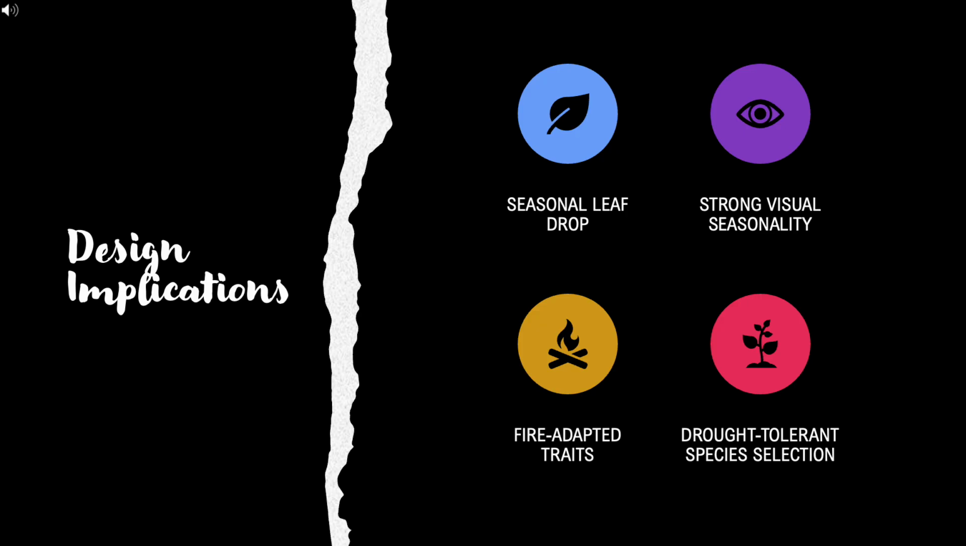Tougher, more resilient plants that recover from disturbance. And fourth, drought-tolerant species selection. This sounds obvious, but it requires discipline. It means resisting the temptation to specify plants that look spectacular in the nursery in the wet season, but will struggle or die when the rains stop. Always ask, what does this plant do in month 7 of no rain?